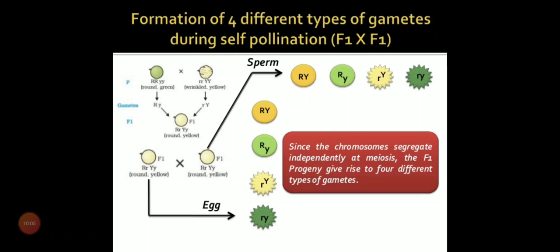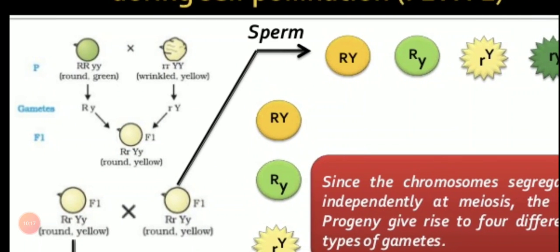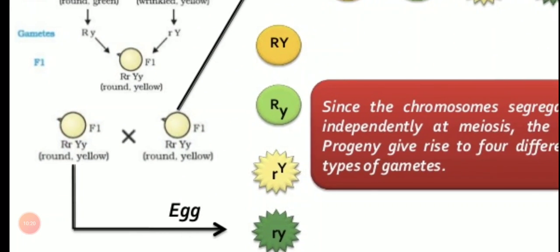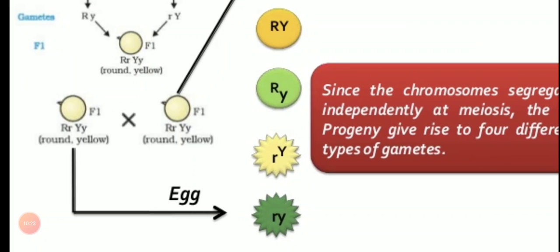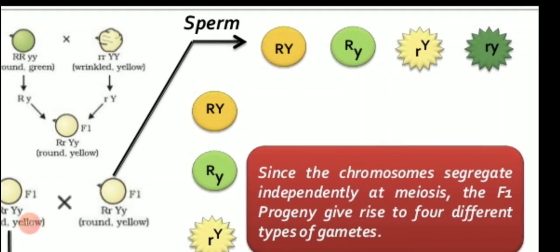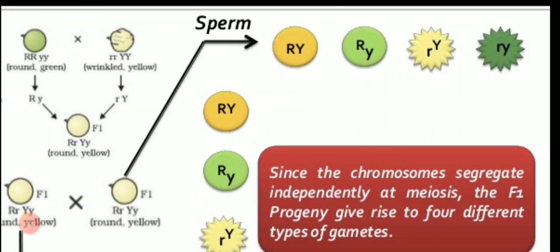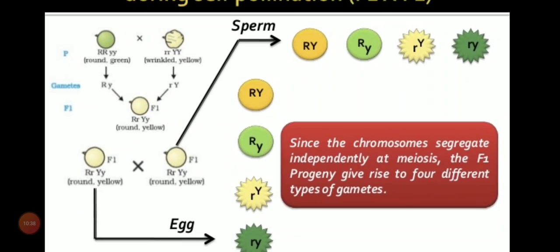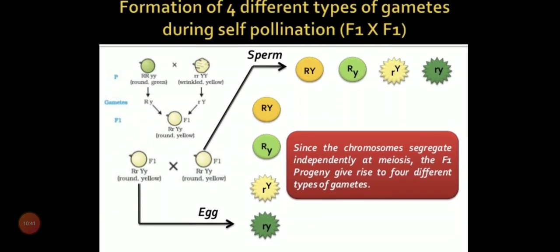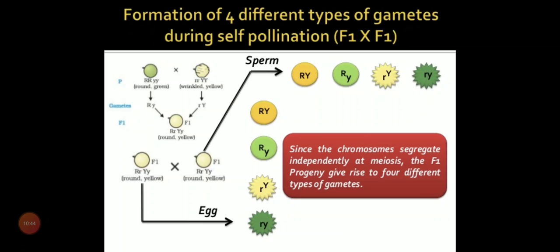Now here we can say that four different types of gametes are formed during self-pollination. What I got was capital R, small r, capital Y, small y in the F1 generation, and now I'm making a self cross between the F1 generation offspring. What we are getting is a variety of combinations, that is RY, Ry, rY, ry, meaning everything that is possible is made here. Now how it is made, for that please see the video that I am sending so that you can know how to draw a checkerboard for that.